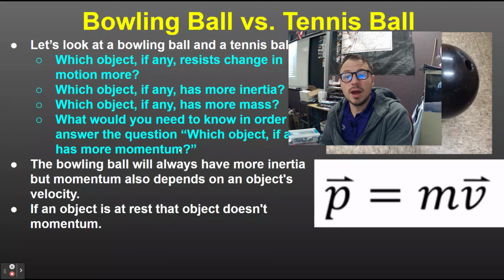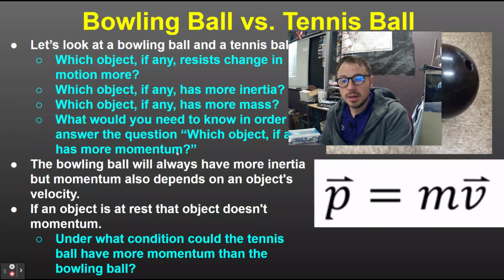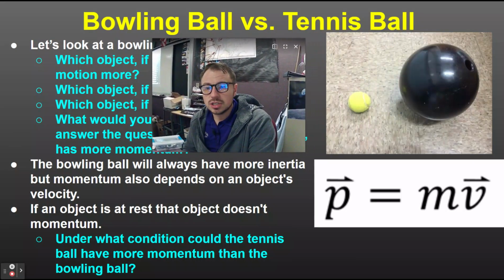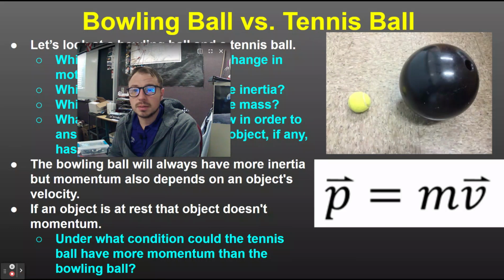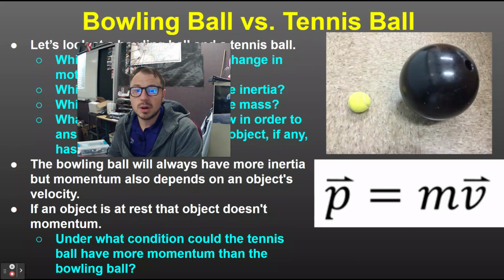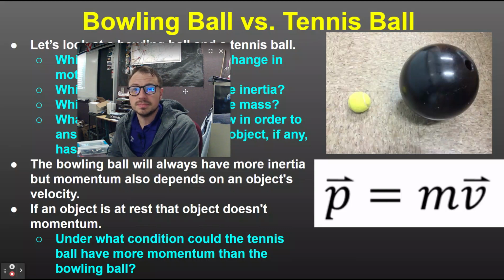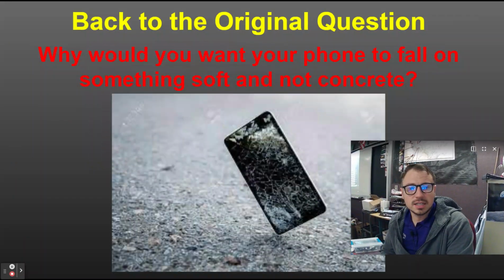If an object is at rest, that object doesn't have momentum. So under what condition could the tennis ball have more momentum than the bowling ball? Well, if the bowling ball's at rest and you just roll the tennis ball a little bit, it's going to have more momentum.